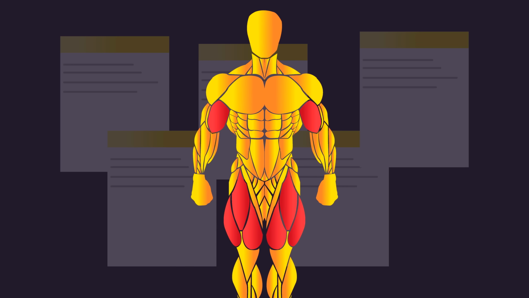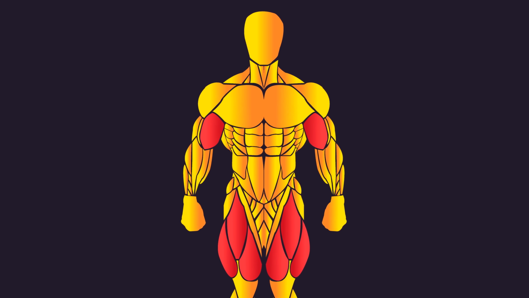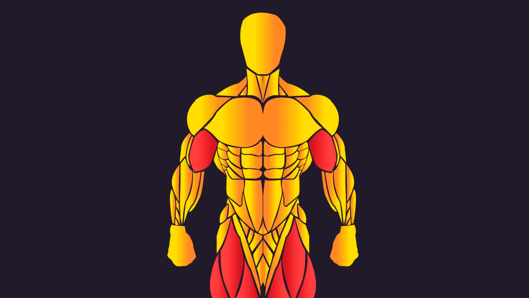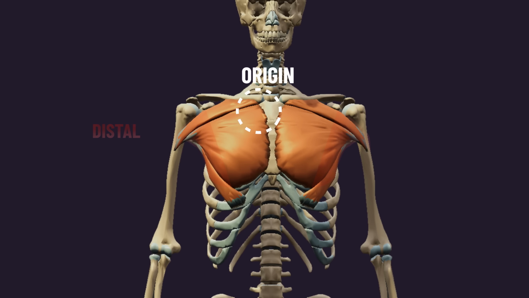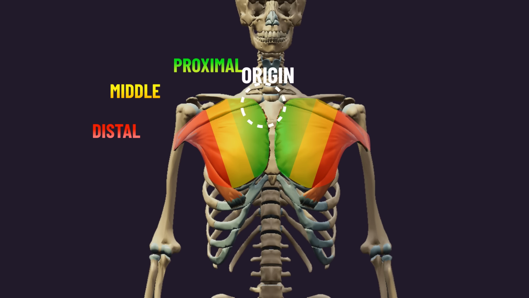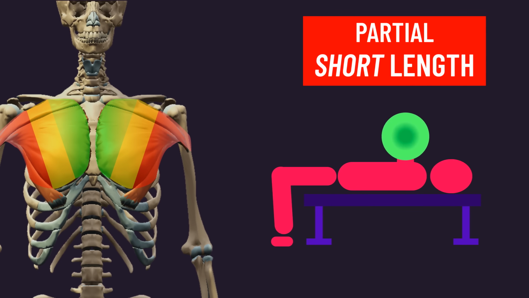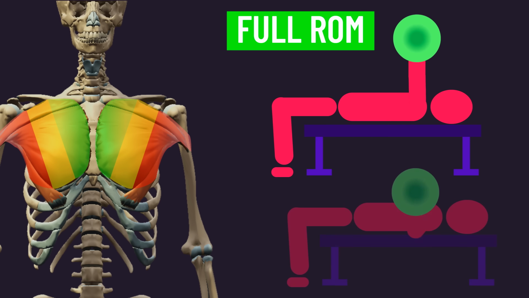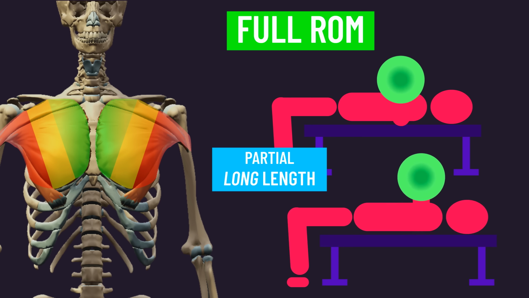Remember, this research was done on the quads or biceps, but my best guess is it probably applies to other muscles. For example, the pec's distal region is near the arm, while the proximal region is near the sternum and clavicle. Perhaps partials at short lengths do well at developing the proximal and middle regions, but are not as effective as a full range of motion or partial at long length for the distal regions.